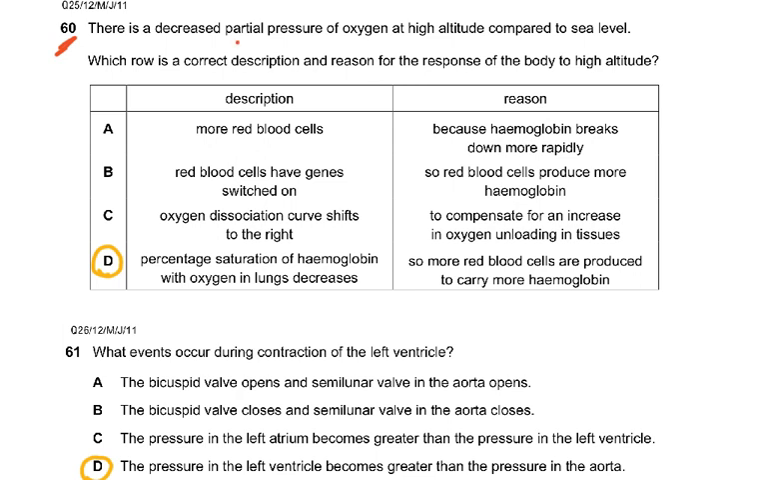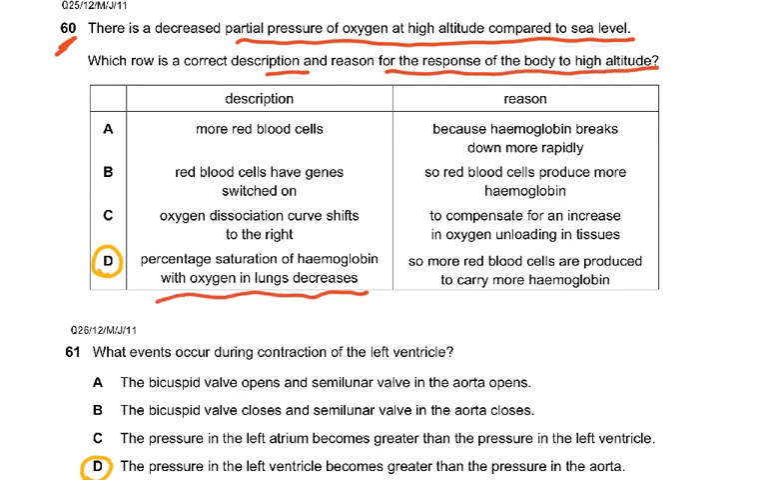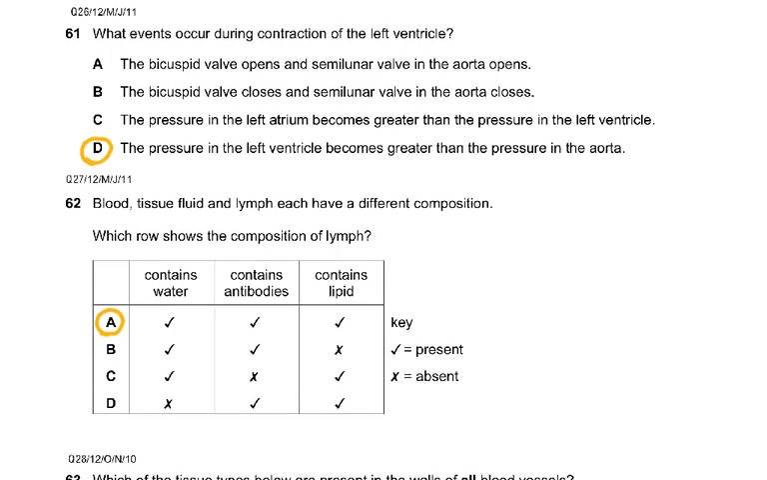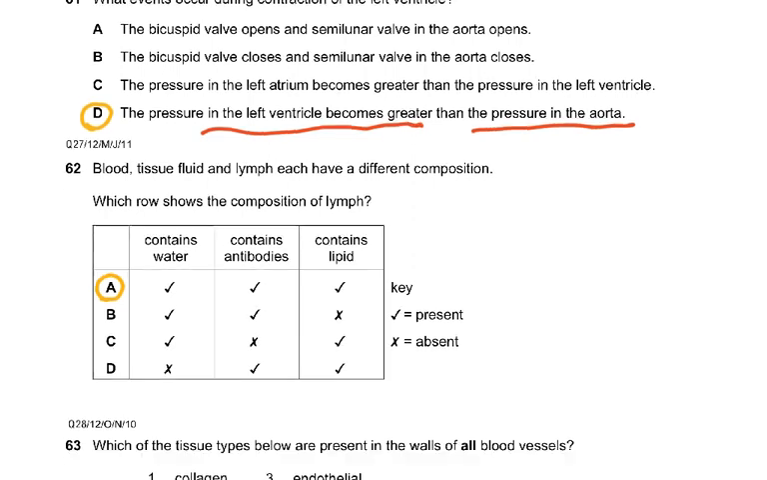Question 60. There is a decreased partial pressure of oxygen at high altitude compared to sea level. Which row is a correct description and reason for the response of the body in high altitude? Percentage saturation of hemoglobin with oxygen decreases, so more red blood cells are produced to carry more hemoglobin. Then what events occur during contraction of the left ventricle? The pressure in the left ventricle becomes greater than the pressure of the aorta. Naturally, the aortic valves open, or the semilunar valves at the base of the aorta open.